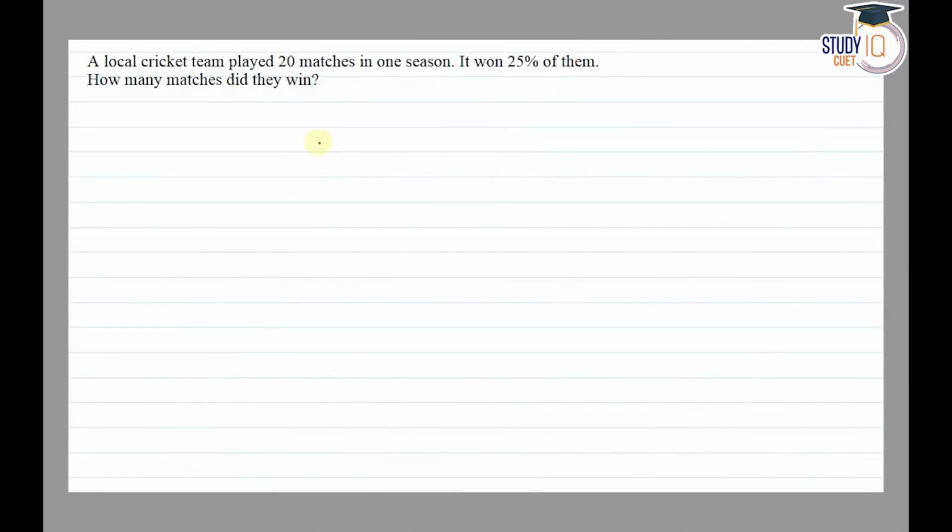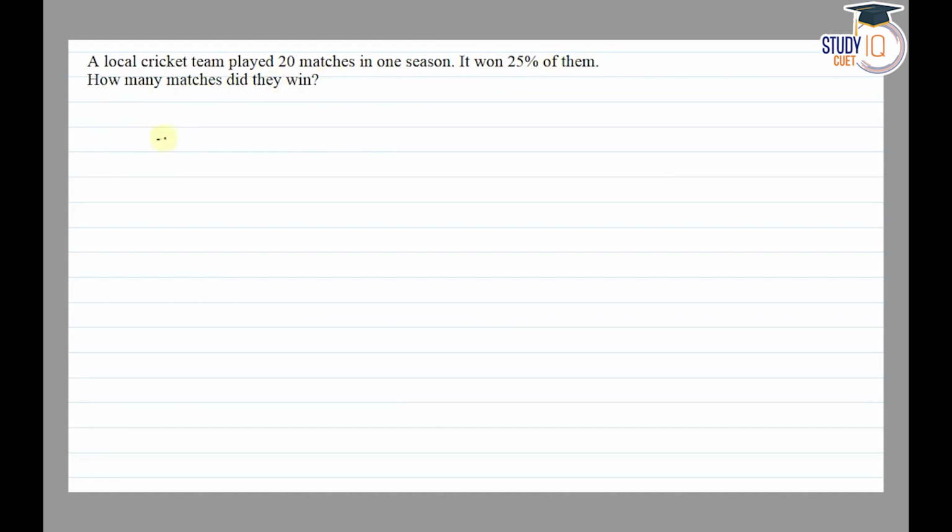Hello everyone. This question appears in the class 7th NCERT chapter of Comparing Quantities. This is the 10th question of exercise 8.2. The question says that a local cricket team played 20 matches in a session. In one session, it won 25% of them. How many matches did they win?